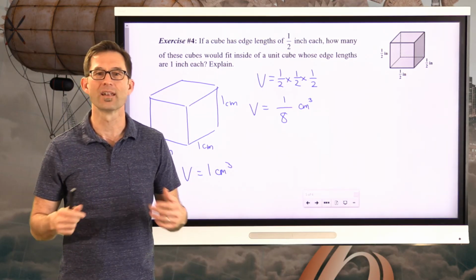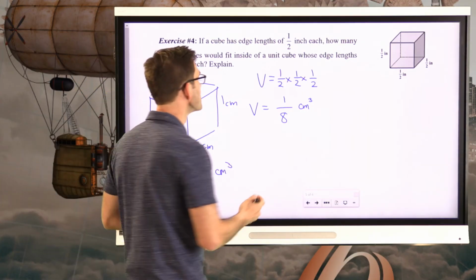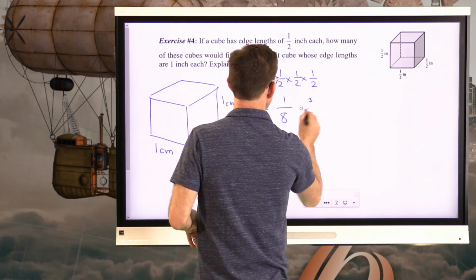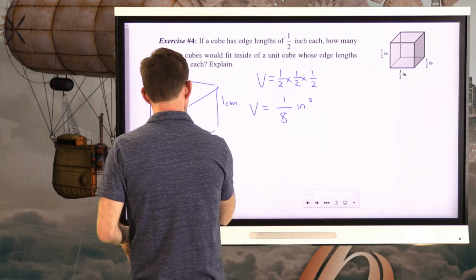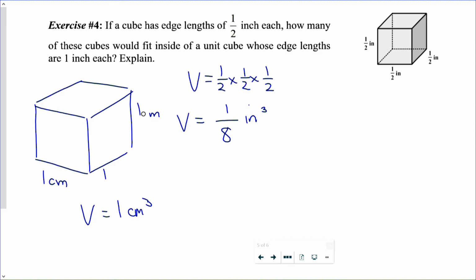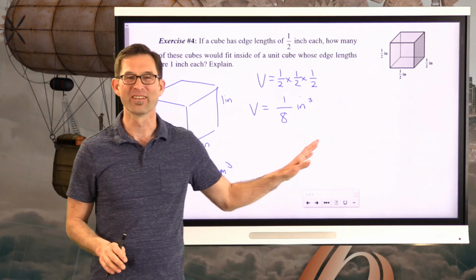Oh, not centimeters, it's inches. All of this is inches. Yeah, and there's inches down here. It doesn't really matter whether we're using inches or centimeters, although we really should be consistent one way or another. And the problem does talk about inches, not centimeters. All right, so we have 1/8 cubic inch.